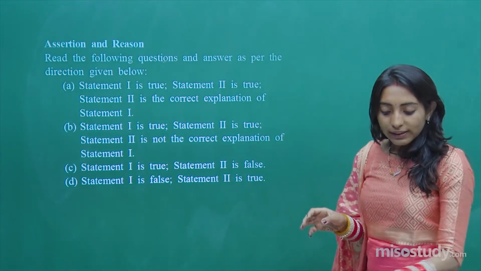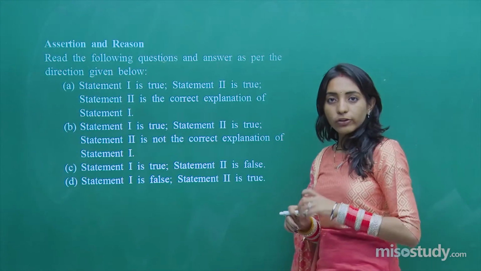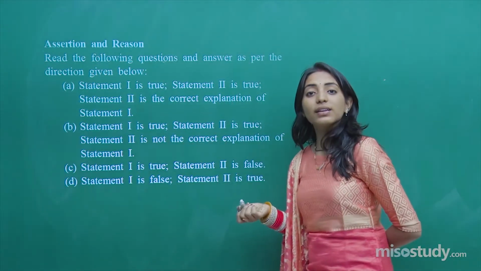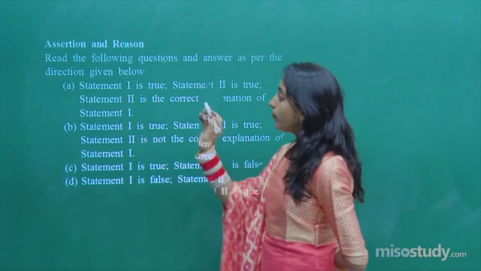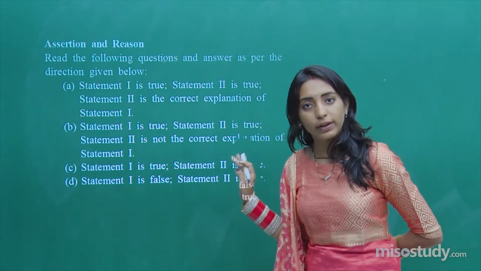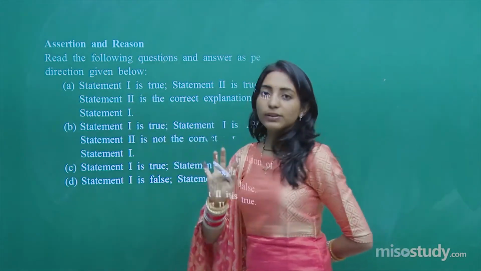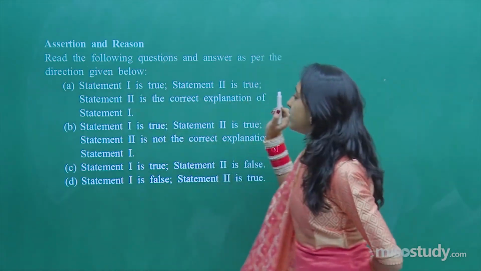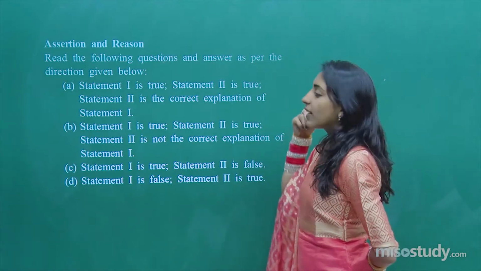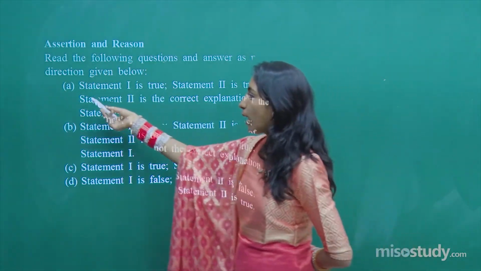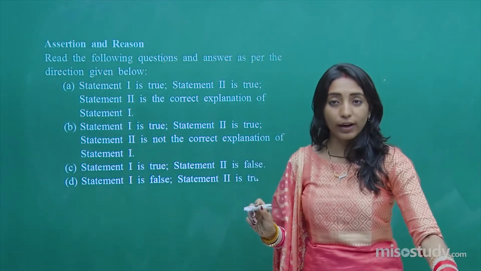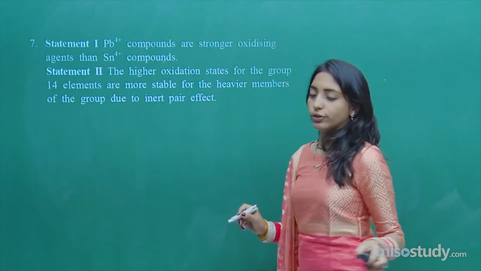So this is just the detail of what you will be getting in question 7. This is an assertion reason question, and as I have discussed these kinds of questions in earlier chapters also, you have to read the question and then answer as per the direction given below. The directions: two statements will be given. If statement 1 is true and statement 2 is also true, and statement 2 is the correct explanation of statement 1, then you need to mark option number A, and the same goes for B, C, D. This you already know. Let me directly move on to the question.